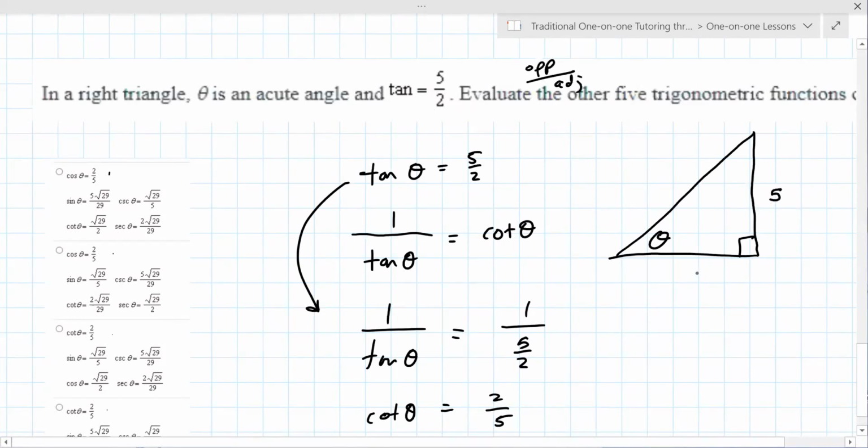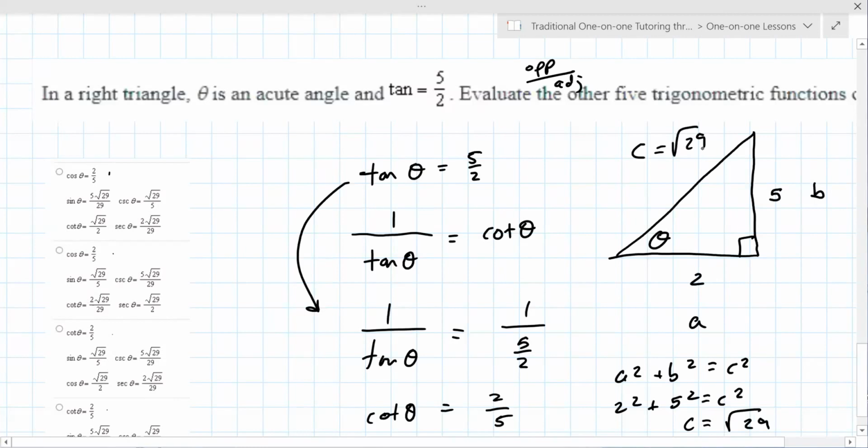So it's 5/2. Okay, and like you were asking before, this is A, this is B, and this is C. A squared plus B squared equals C squared. 2 squared plus 5 squared equals C squared. And then when you solve this, you get the square root of 29.